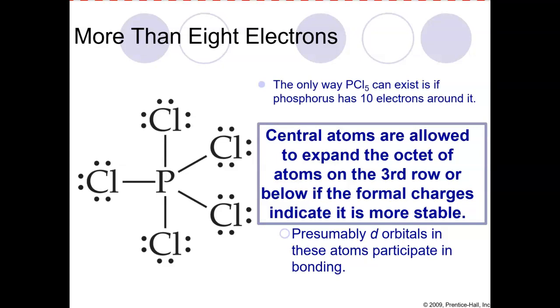The reason, supposedly, that if you're in the 3rd row on the periodic table the central atom can have more than 8 electrons around it, is those elements have a d orbital. And their d orbital is not likely all the way full, like the next energy level d orbital. So those extra electrons, more than those 8 electrons, can go in there.